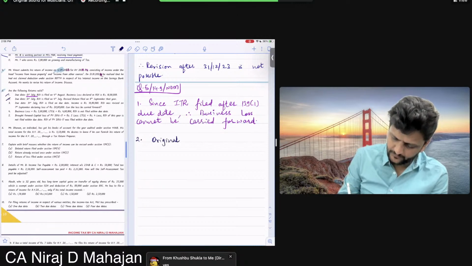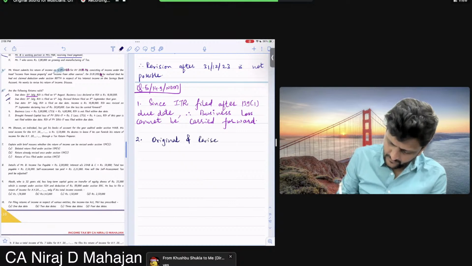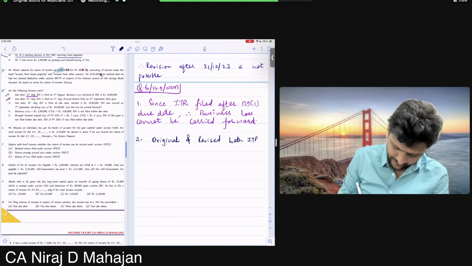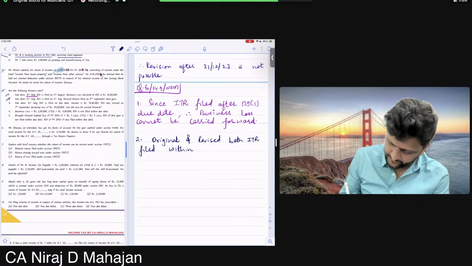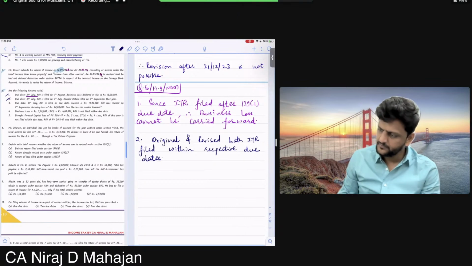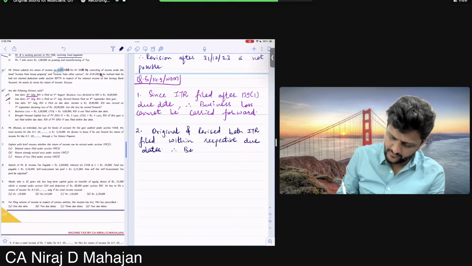Original and revised both ITR filed within respective due dates, right? Therefore both returns are valid.